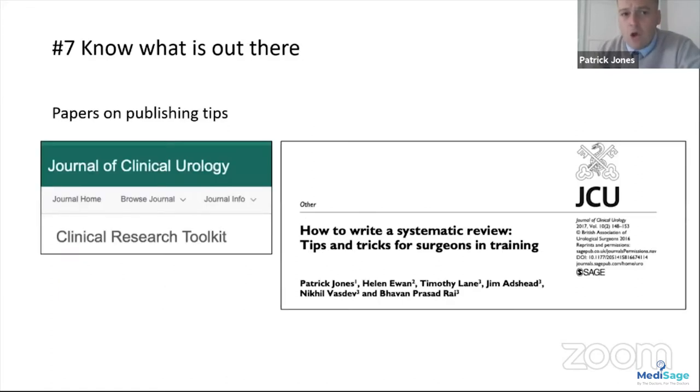Next, number seven, is really knowing what's out there. So for example, there are articles out there which will talk about how you go about doing things. There's a very good series actually in Journal of Clinical Urology. It's titled The Clinical Research Toolkit. Myself and Babin, we contributed one paper to it. And it will just give you, in an easy to read format, tips and tricks on how you do these things. And you can look at it in your own time.